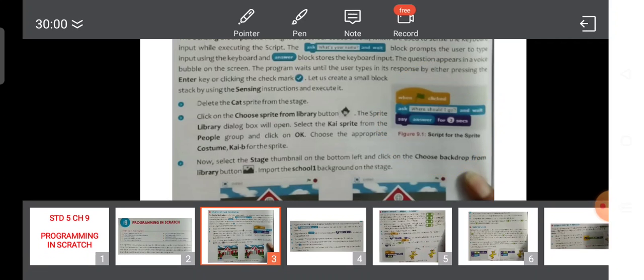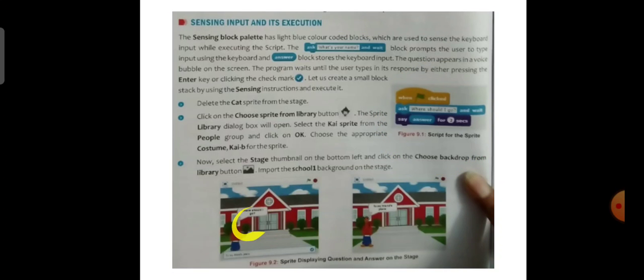See this text box. The answer, to my friend's place, will be shown in the voice bubble on the stage for the specified number of seconds. To my friend's place.